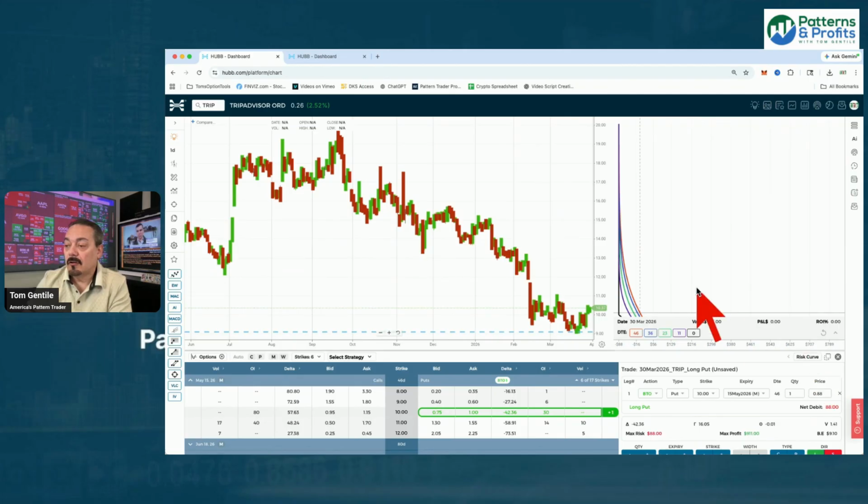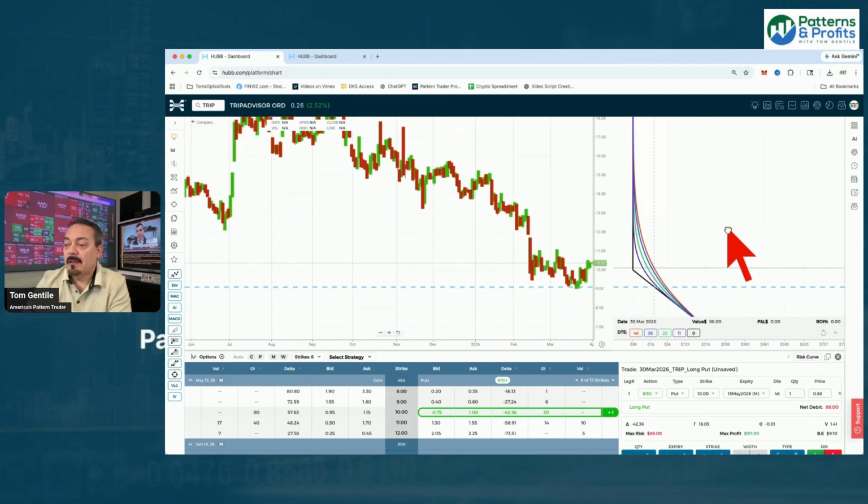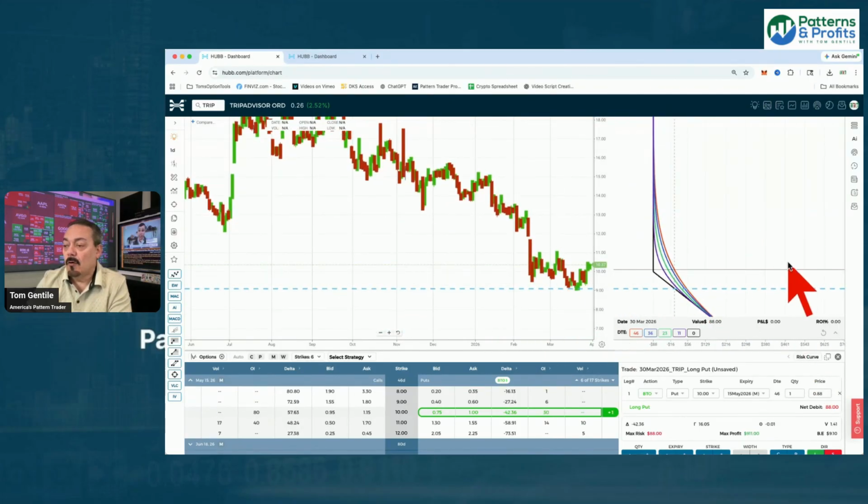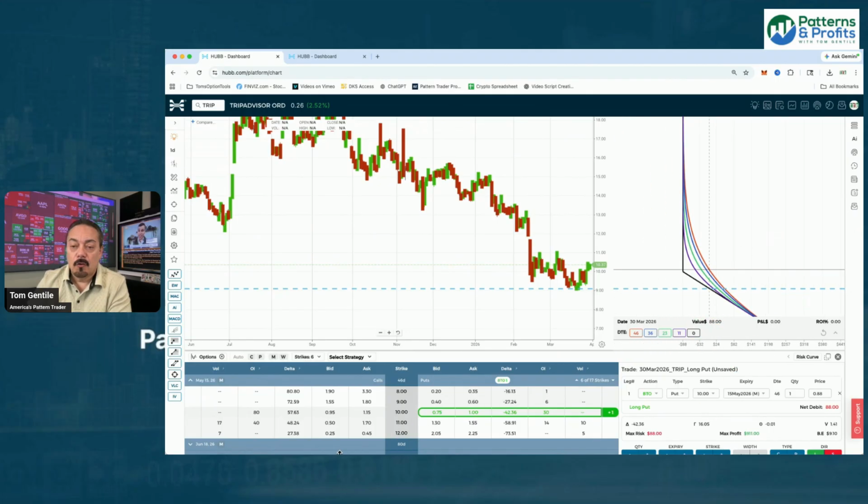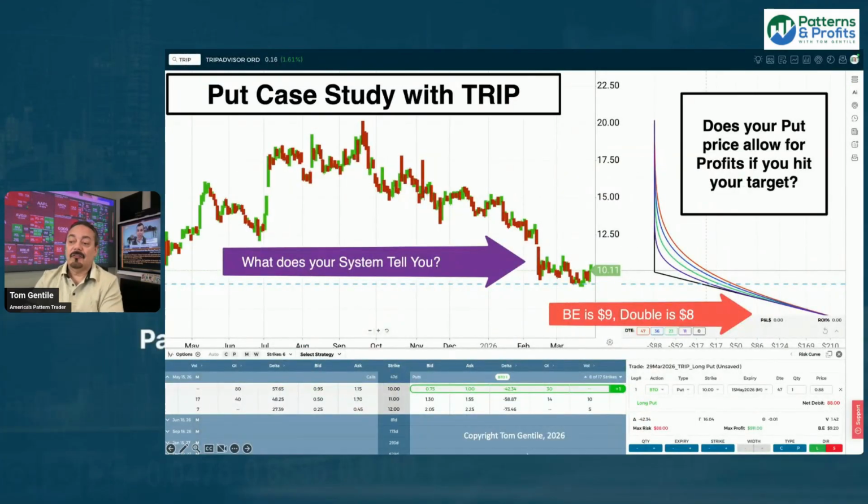The risk curve is going to look like this, which shows me if the stock goes lower, the put gets more valuable. You can see that going on right here on the risk graph itself. So that is how to construct a put using Hub's database and using the Hub option platform. Now it's going to look like this. And what it really tells me is, what does your system tell you if you want to buy puts? And does your put price allow for profits if you hit your target?